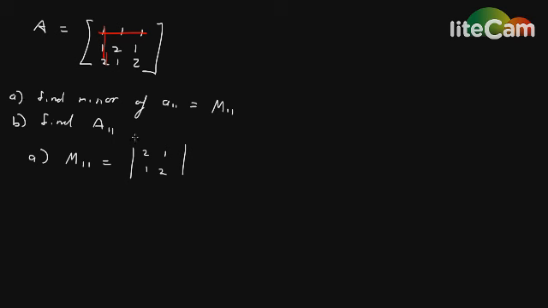Okay? Now we need to take the determinant of that. So that is equal to 2 times 2 minus 1 times 1, which is then equal to 4 minus 1, which is equal to 3. Okay, and that's the minor of element 11.